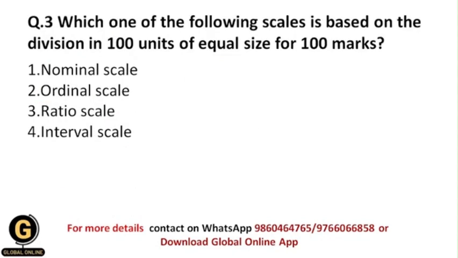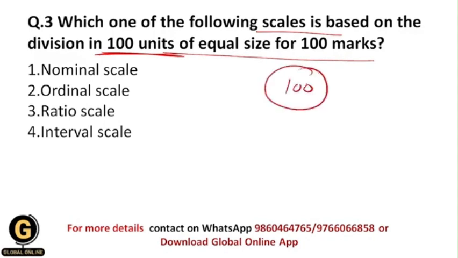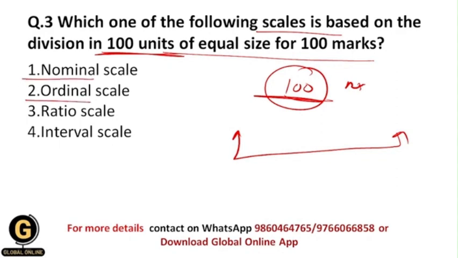Next, which one of the following scales is based on the division in 100 units of equal size for 100 marks? So you have now total 100 marks, okay, and you are going to divide these 100 marks in 100 units of equal size. Okay, so what scale is exactly based on this? Whether it is nominal scale, whether it is ordinal scale, whether it is ratio scale or interval scale. Okay, so students, I have told you exactly what is nominal scale, what is ordinal, and what is ratio and interval scale. So your correct answer for this question is 4, that is interval scale.